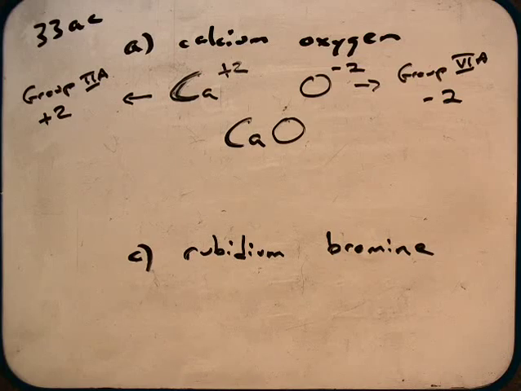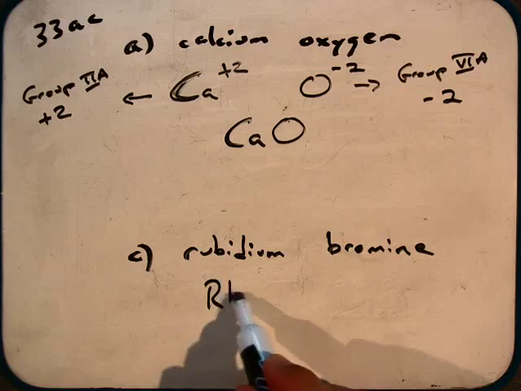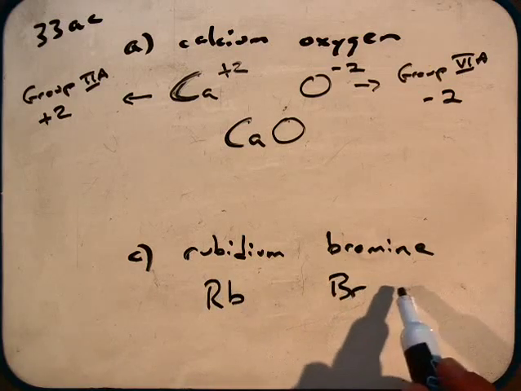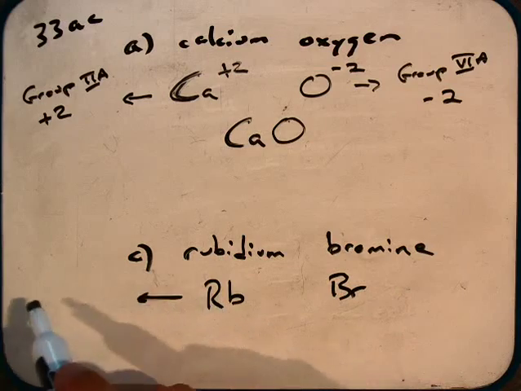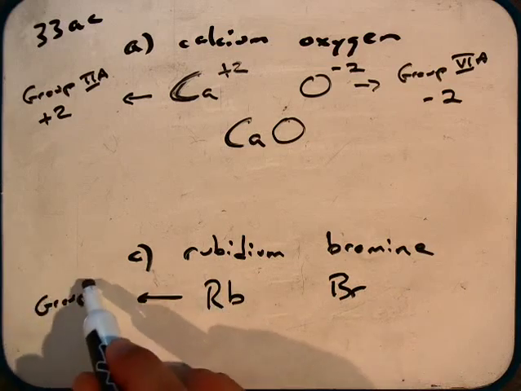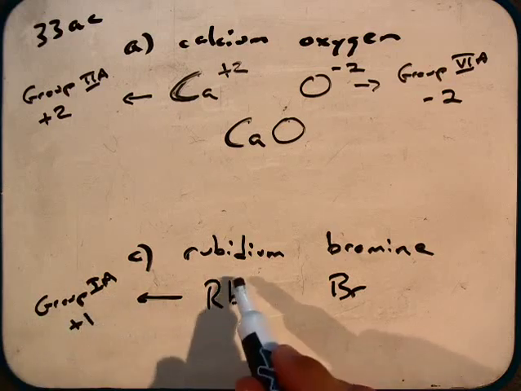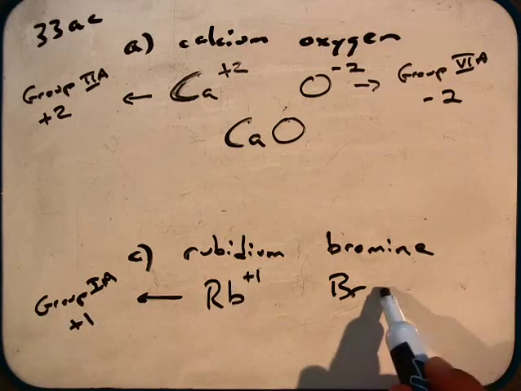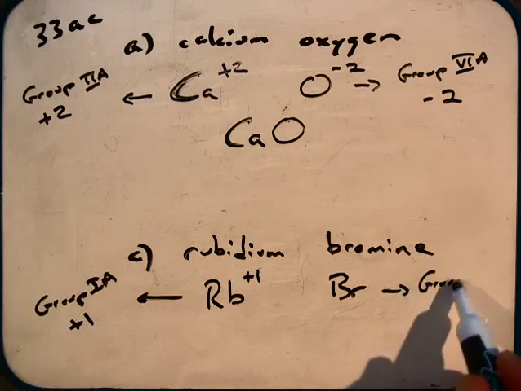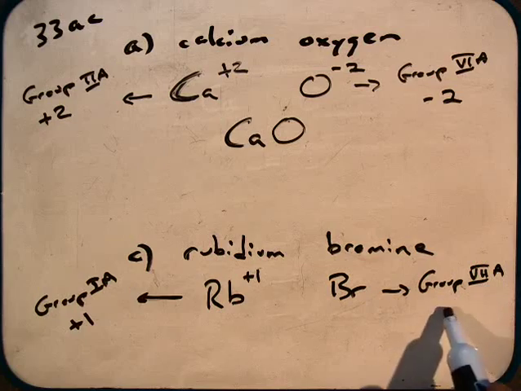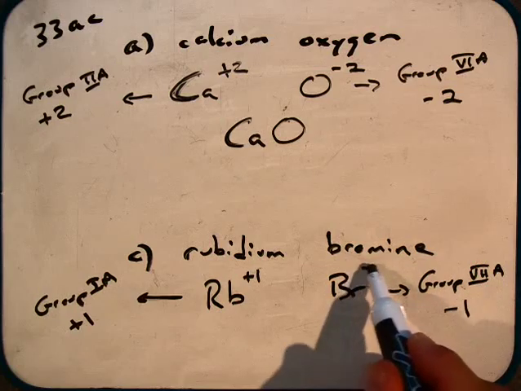For part C, it's looking at rubidium and bromine. Rubidium on the periodic table is Rb. Bromine is Br. Rubidium is part of the group 1A metals, and so it always has a +1 charge. Bromine is part of group 7A. These are the halogens, and they have a -1 charge.